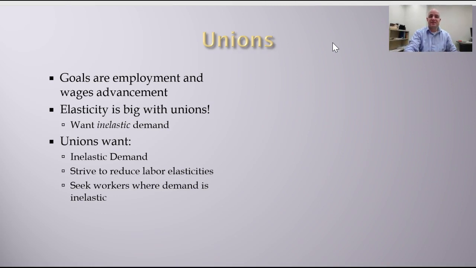And finally, they want to seek out workers where the demand is inelastic. Unions are on the lookout for areas to unionize, and when they do that, they want to find places where they can have success. So they look for labor markets with low labor elasticity.